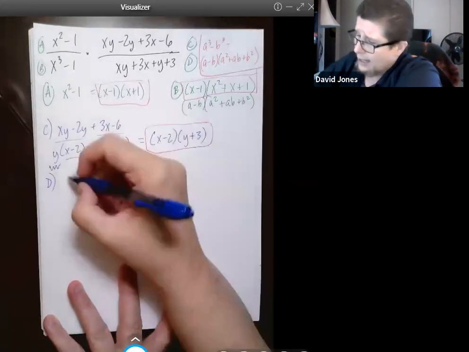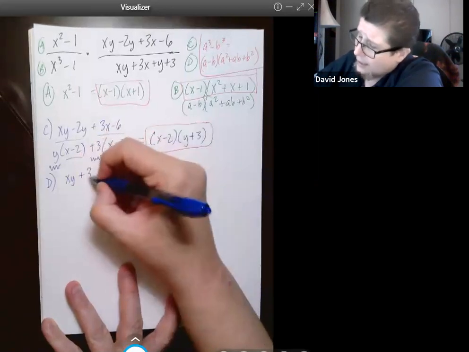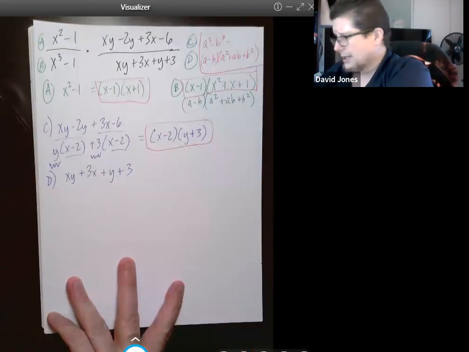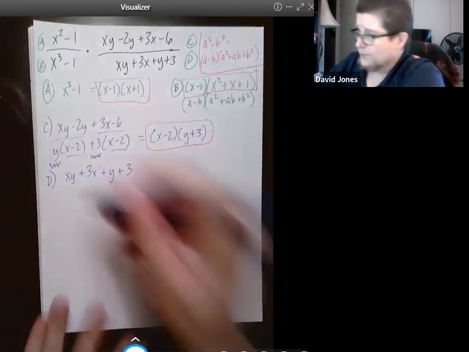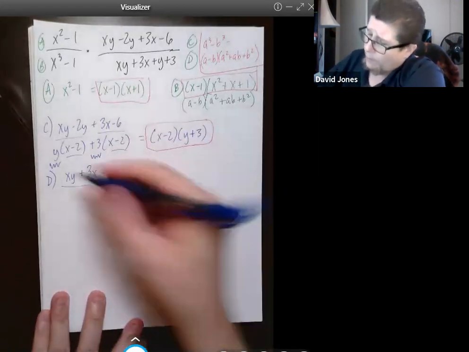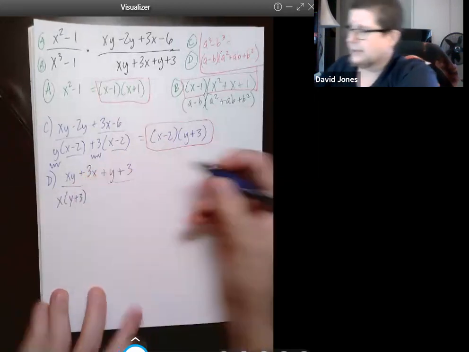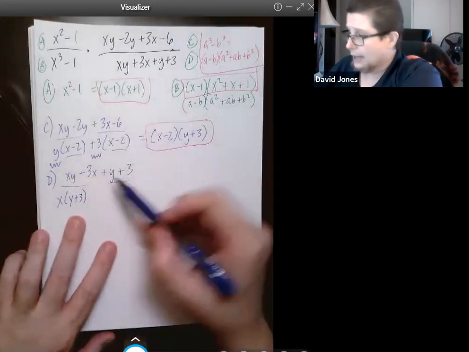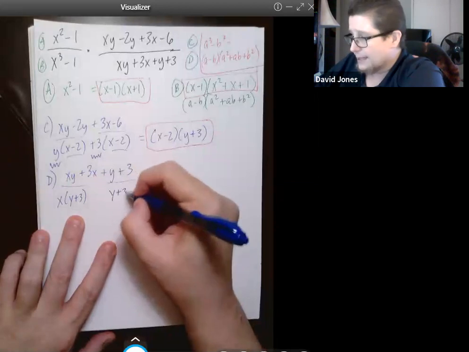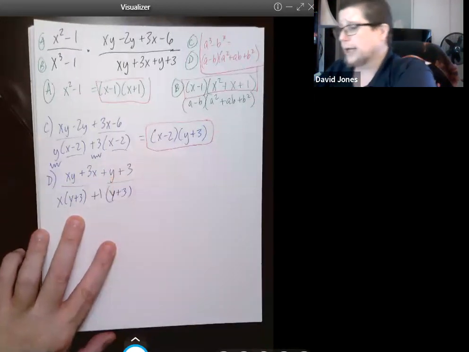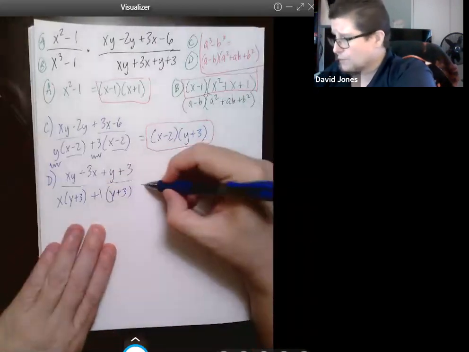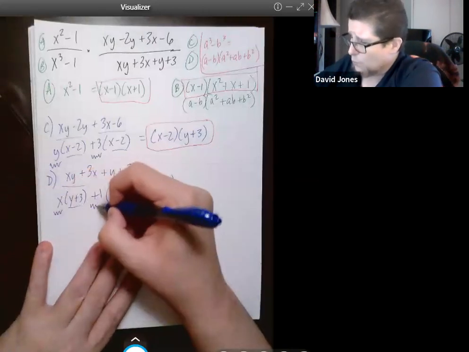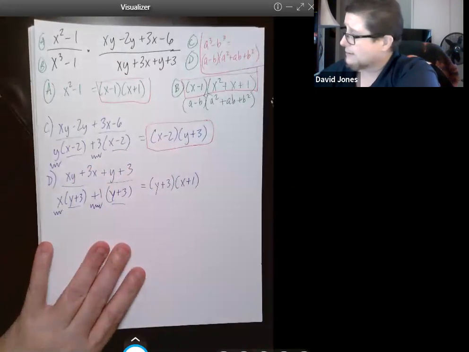So D, we had xy plus 3x plus y plus 3. These both have x's in them, so I'll just work with those. I'll pull out an x. That gives me a y plus 3. I kind of want what happened last time. I want the parentheses to repeat. And it looks like it will. If I put y plus 3 down in parentheses, I can put that as times plus 1. Which means I can pull out the y plus 3. And that leaves behind an x plus 1, which gets its own parentheses. That was D.